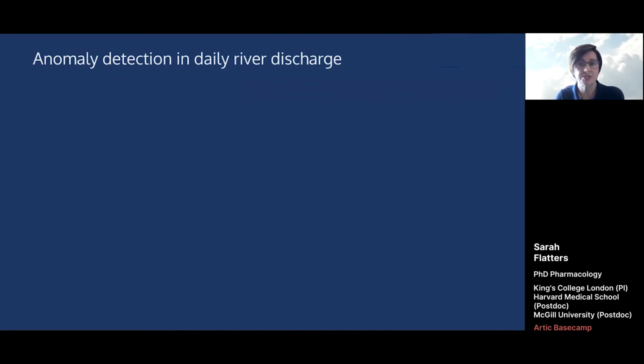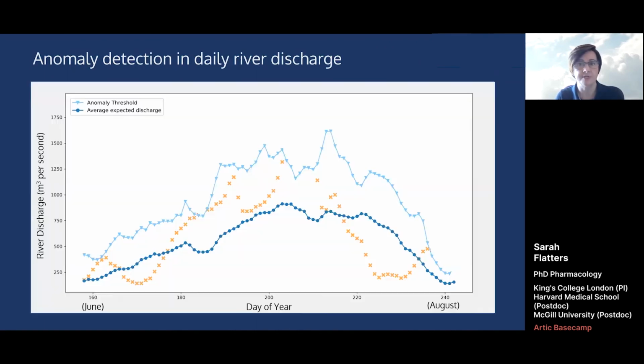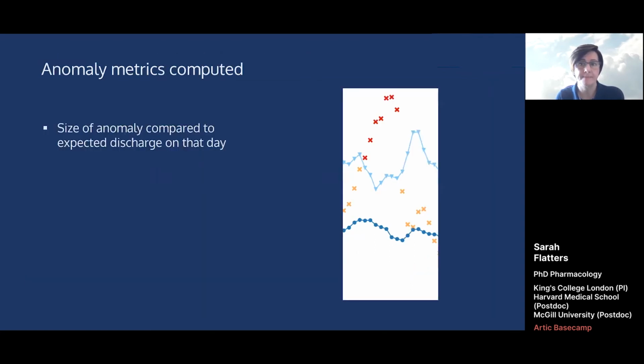Knowing the expected daily discharge, anomalies can then be identified. New data is compared to expected discharge metrics. If the data is less than the anomaly threshold, the orange crosses, then it is not anomalous. However, if the data exceeds the anomaly threshold, it is labeled as anomalous, indicated here by the red crosses. The system then communicates anomaly metrics, the size of the anomaly compared to the expected average discharge on that day, and the upper limit on that day. Finally, the system produces a data file of these metrics.